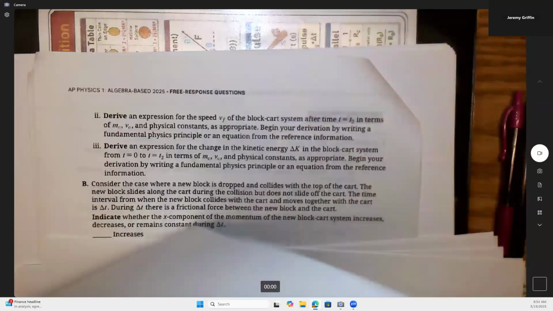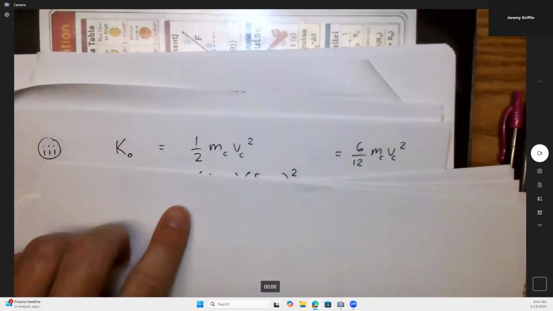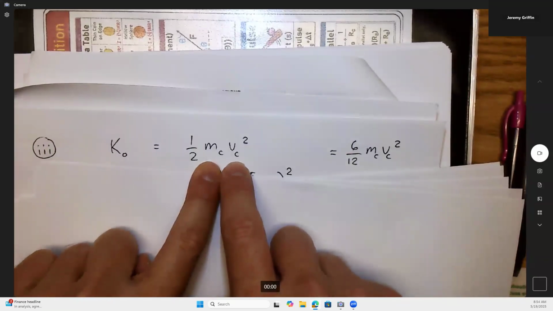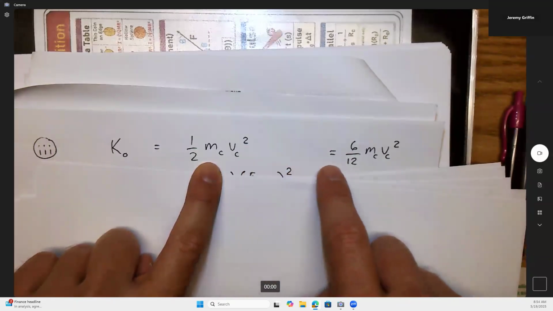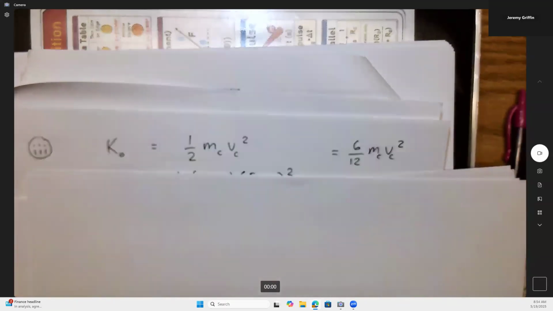So guys, what's the formula for kinetic energy? 1/2 mv squared, right? So I'll say the initial kinetic energy is 1/2 mv squared, with the subscript C and all that stuff. Now, off to the side I wrote this later because it's going to help me combine fractions later. Guys, could that be 6/12? Is that okay? I wrote that later, but we'll come back to that.